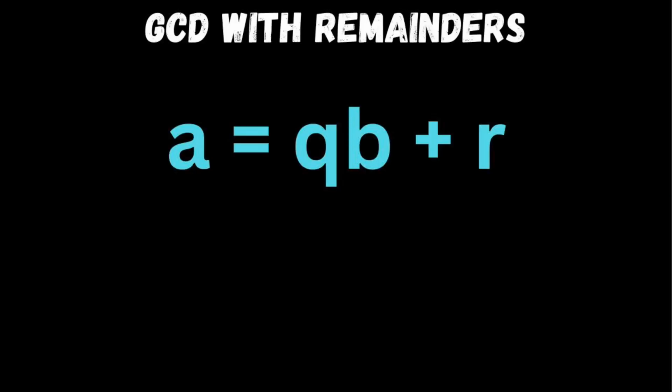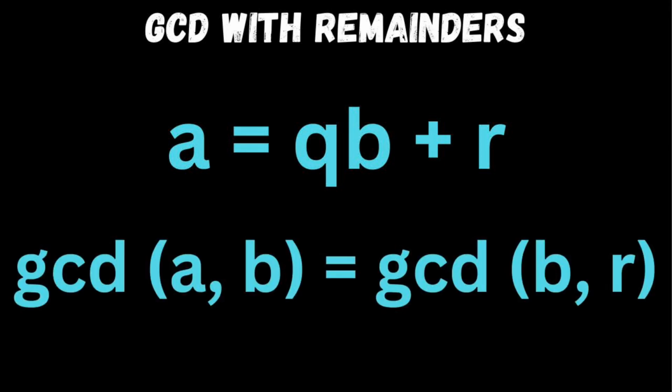We're going to make use of a theorem called GCD with remainders that uses the division algorithm to simplify GCDs. GCD with remainders states that if you have the equation a equals qb plus r, then the GCD of a and b is the GCD of b and r. Repeated use of this algorithm is called the Euclidean algorithm. This will help us simplify the numbers quite a bit.